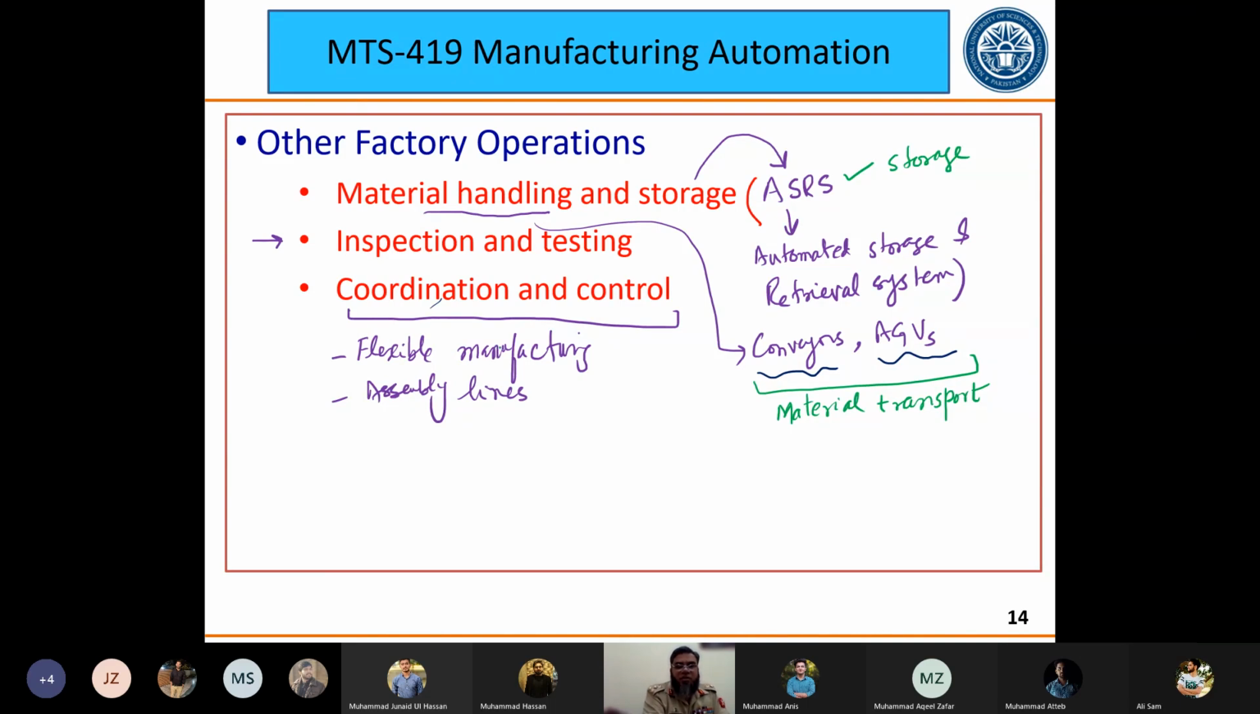Then inspection and testing, coordination and control. We have already talked about how to carry out coordination and control through flexible manufacturing. We will talk a little about flexible manufacturing and assembly lines if we get some extra time. We will be talking about these two things in detail. But this coordination and control is what enables us to go for flexible manufacturing and assembly line operations.